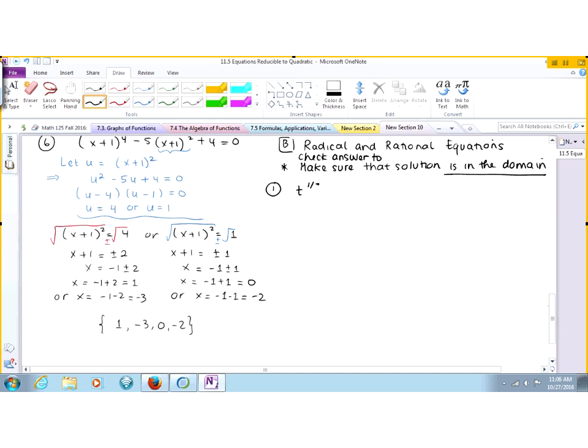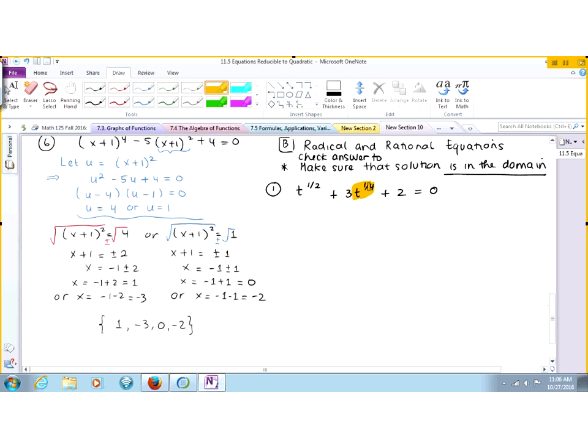What is this? T to the half plus 3t to the 1/4 plus 2 is equal to 0. This looks weird, isn't it? You've never seen this before. By the way, when I say t to the half, what do I mean by t to the half? Square root of t, that's right. T to the 1/4, 4th root of t, okay. But you've never seen it like this, right?